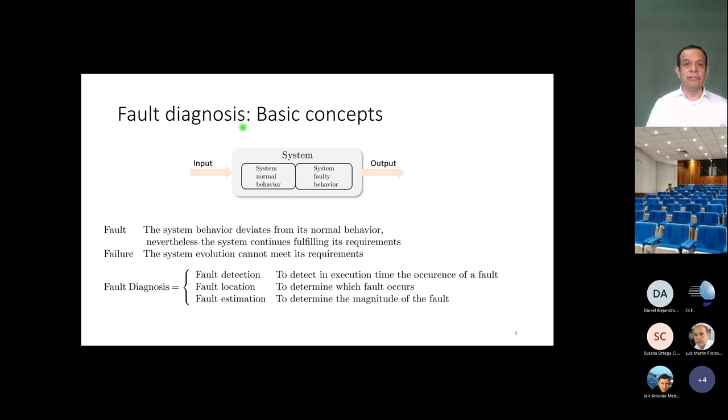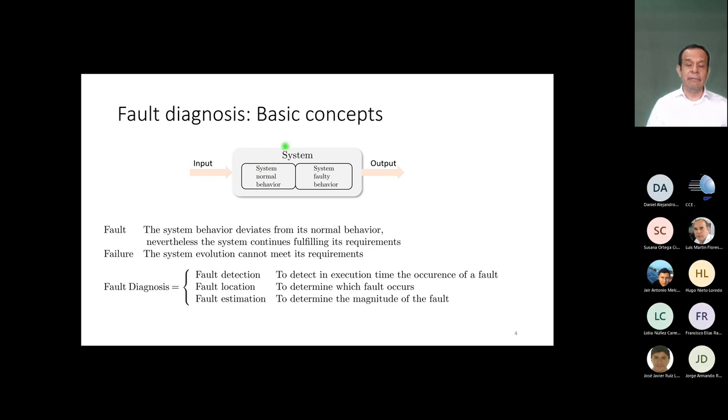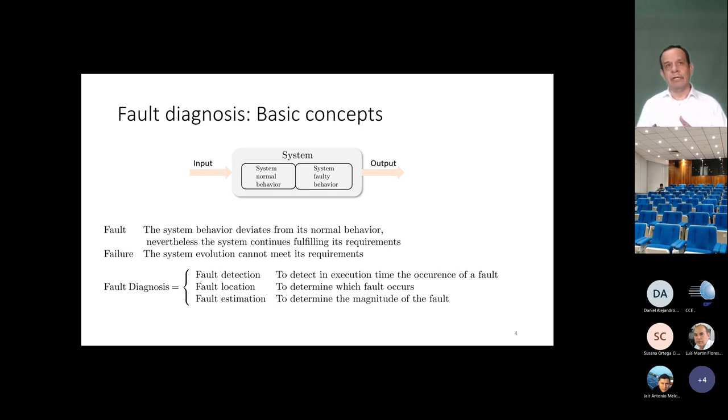In this case, fault diagnosis based on the model has the following assumption: that I know the model of the system, and also I know the set of potential faults that could occur during the system execution. I have the following definition. A fault occurs when the system behavior deviates from the normal behavior, but the output of the system continues meeting the requirements of the system. For example, it continues meeting the number of parts that it can produce per unit time. Also, it can continue producing the variety of parts that this system must reach.